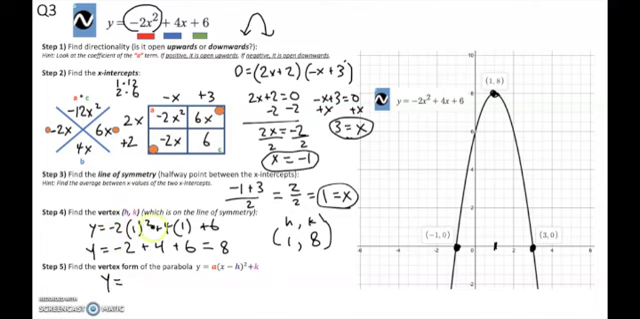Y is equal to, our a term will be negative 2, x minus h, which is 1, squared, and then our k term will be plus 8. So that's our vertex form or graphing form of our equation.